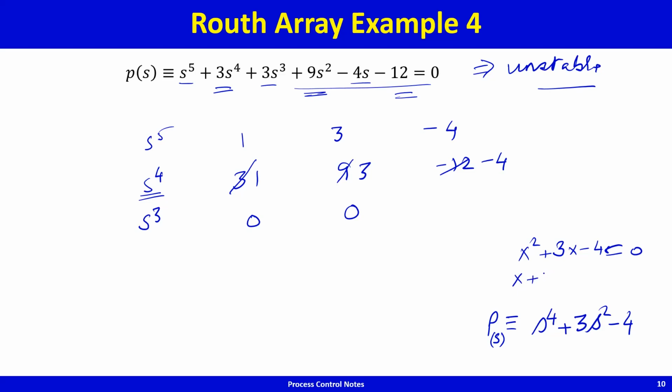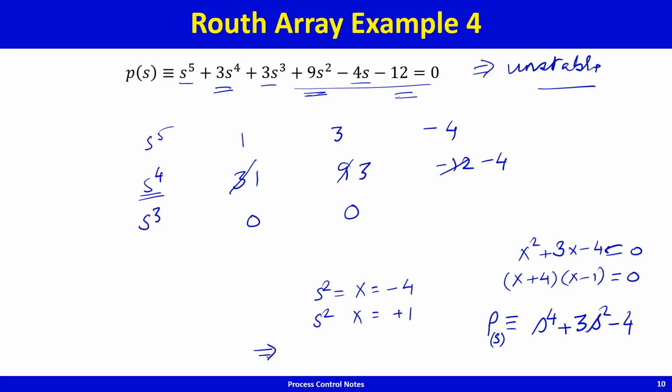x plus 4 into x minus 1 equal to 0, and is that right? 4x minus x, that's 3x. Yeah, so this factorizes by itself, and therefore x is either equal to minus 4 or equal to plus 1, and x is s square.